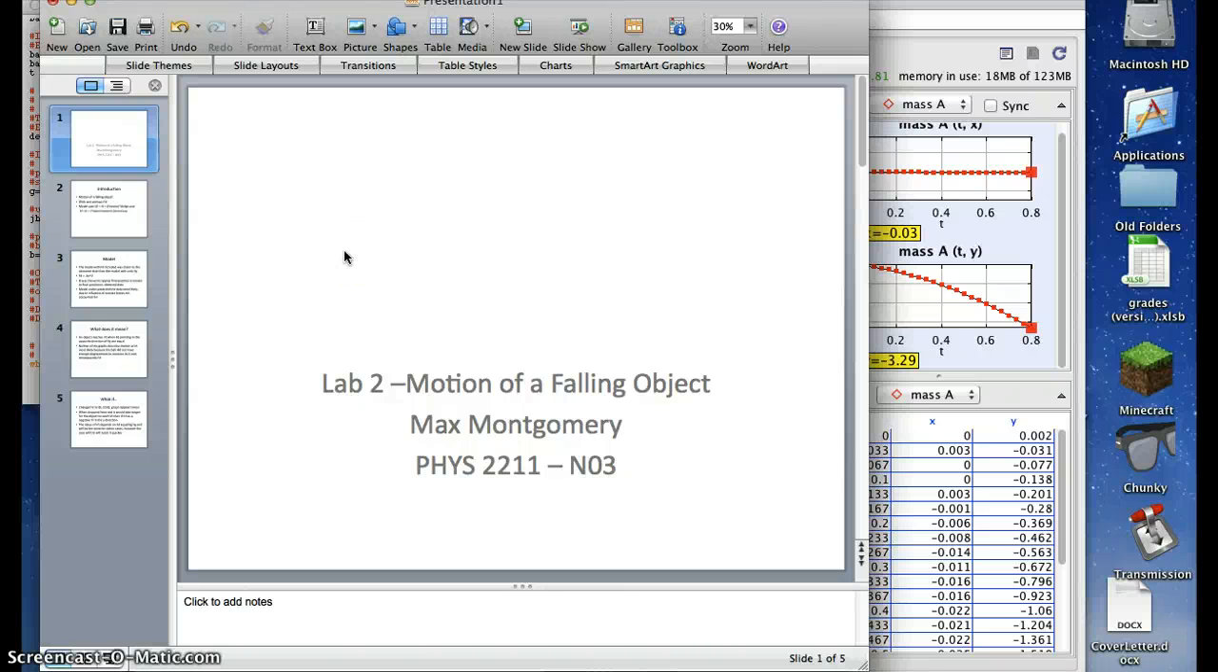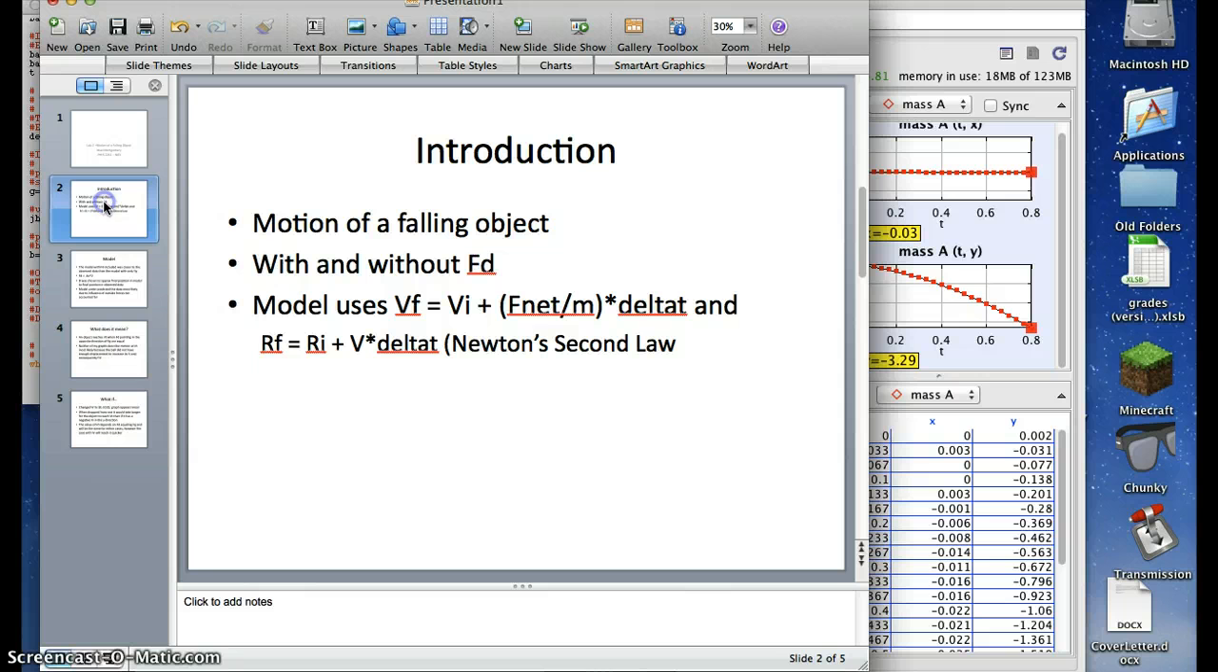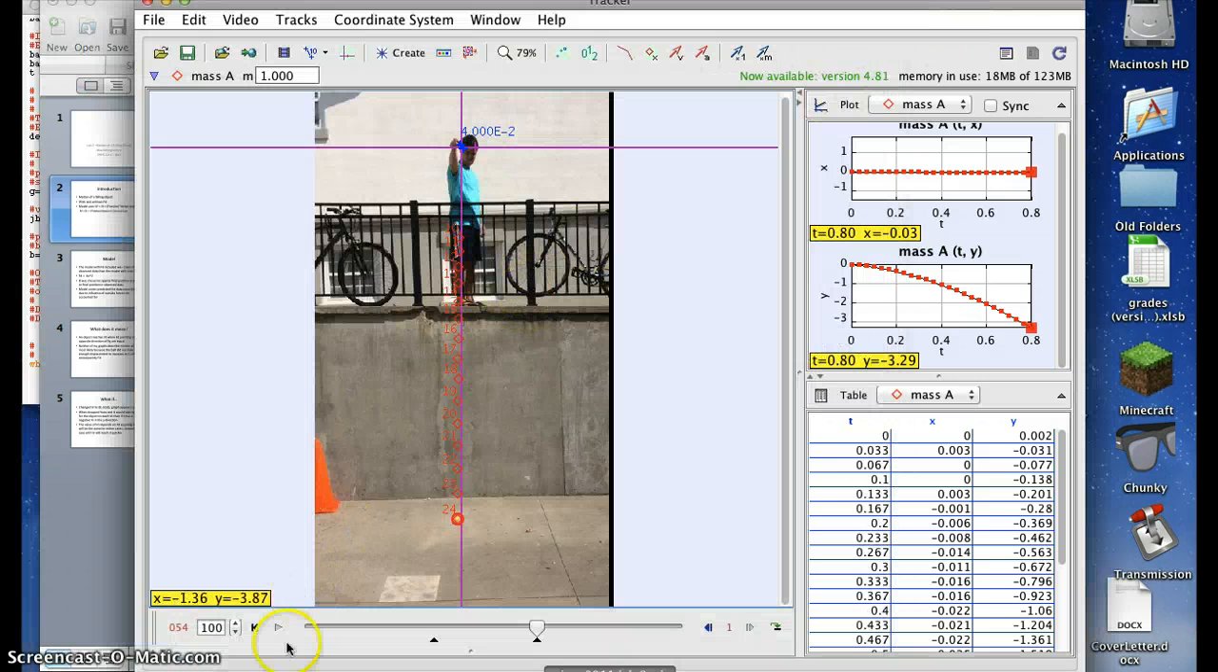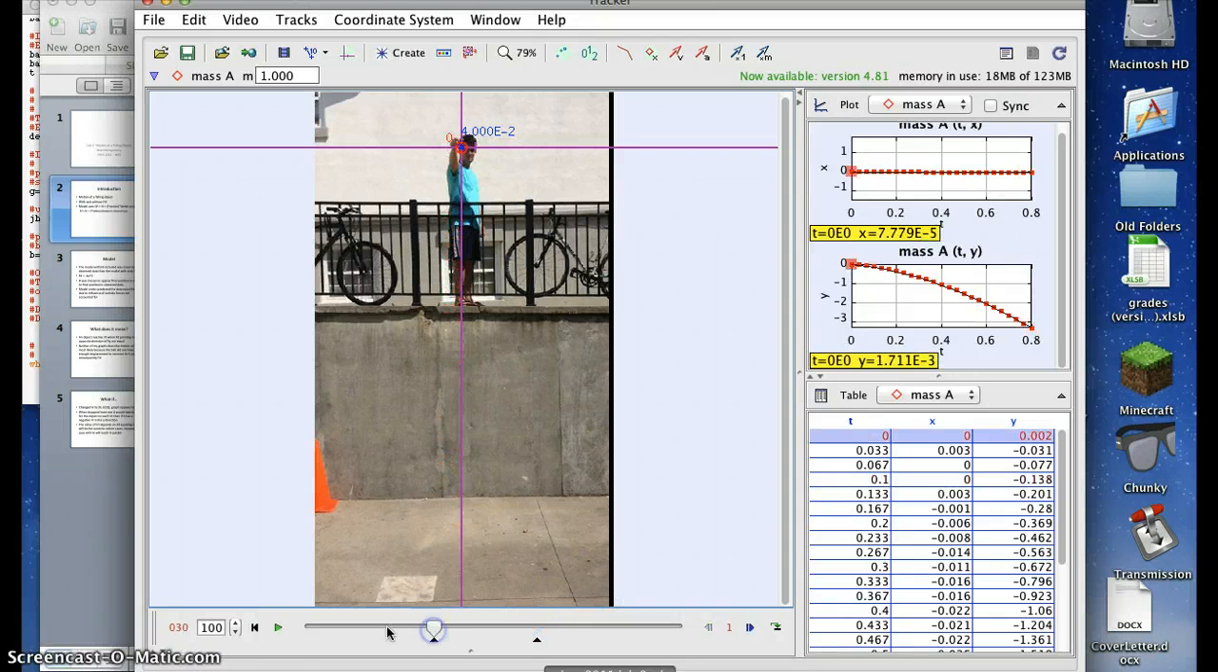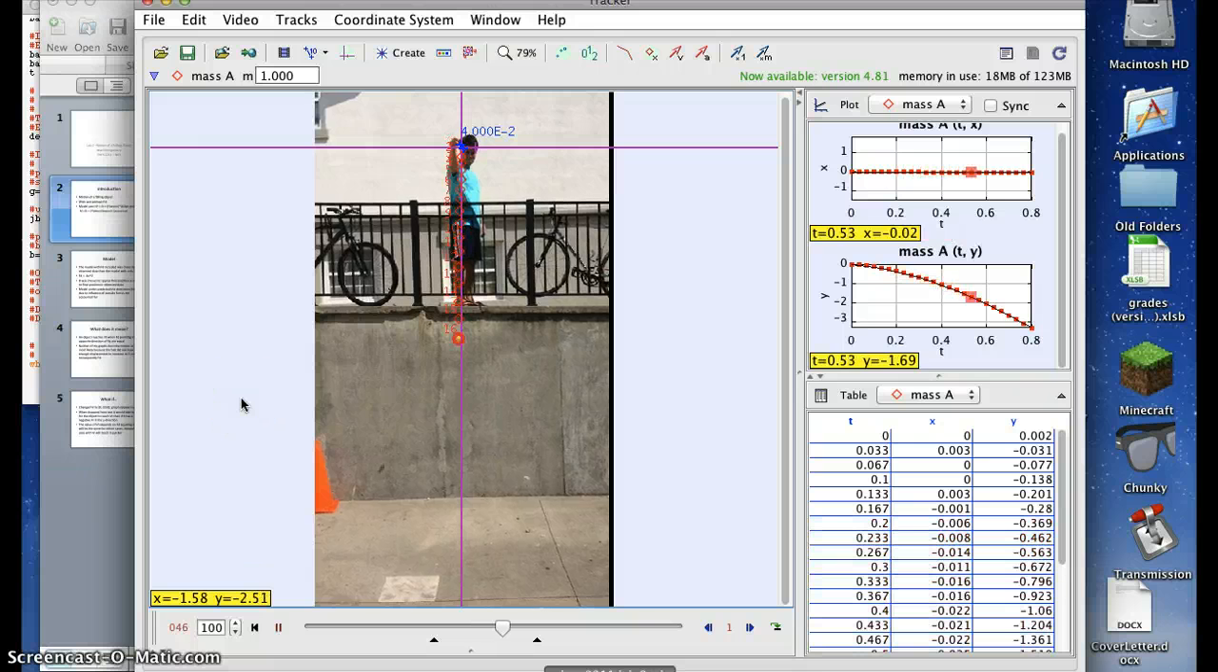This is my second lab, motion of a falling object. For this lab we were supposed to find some kind of object and record its motion as it falls. I chose to record a ping pong ball as it fell from about 3 meters. This is my friend holding the ball, releasing it. It runs for about 0.8 seconds and I stopped it right before it hit the ground.